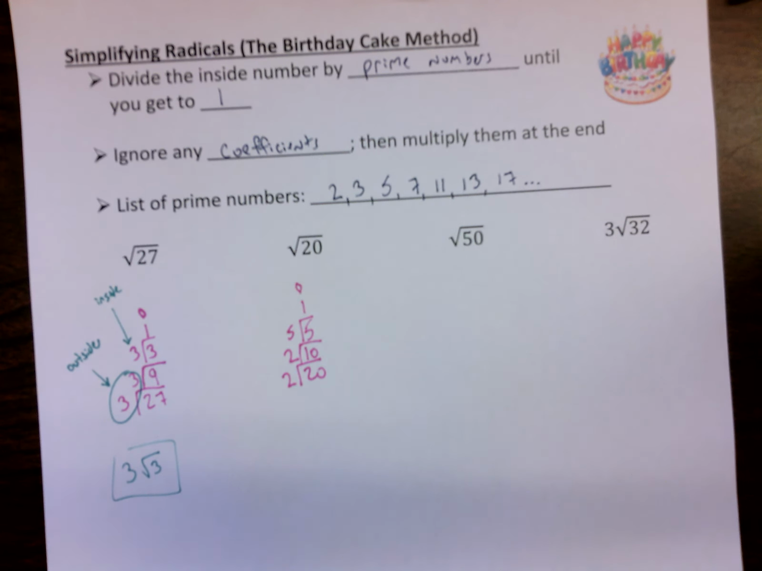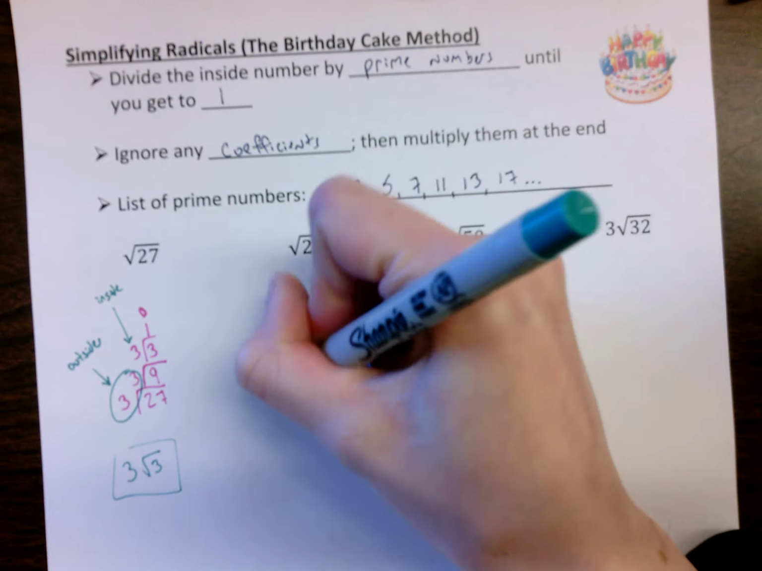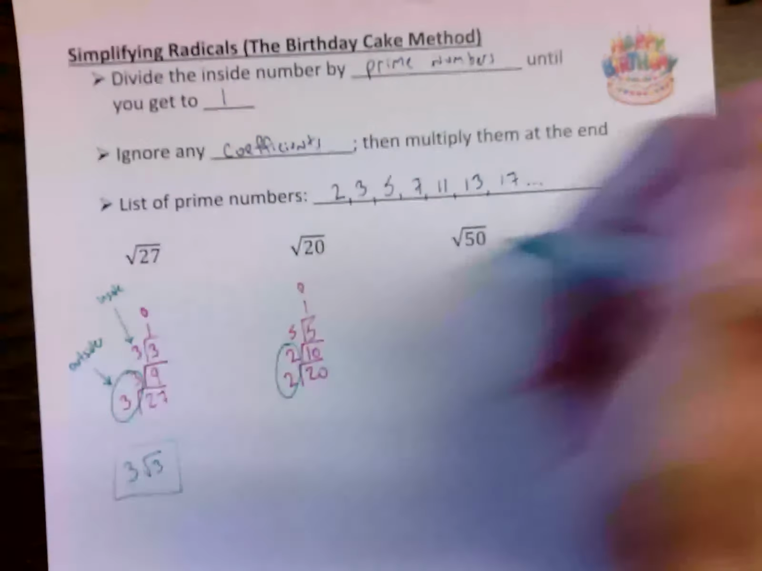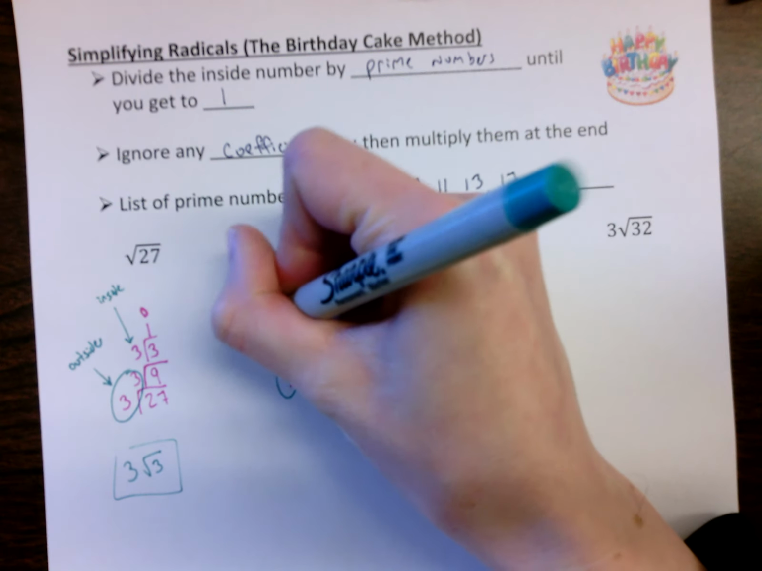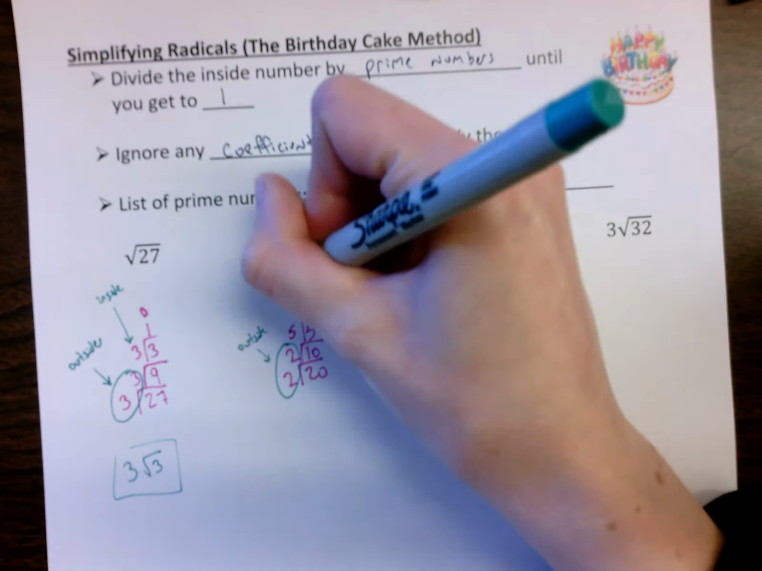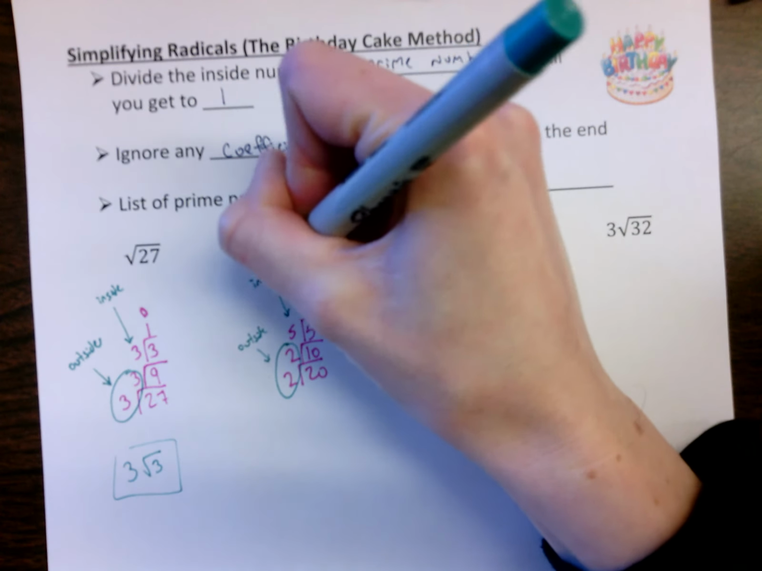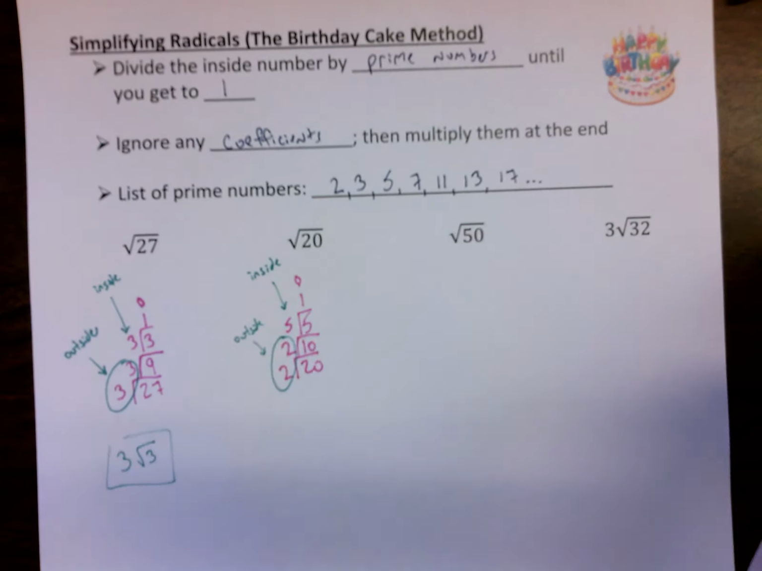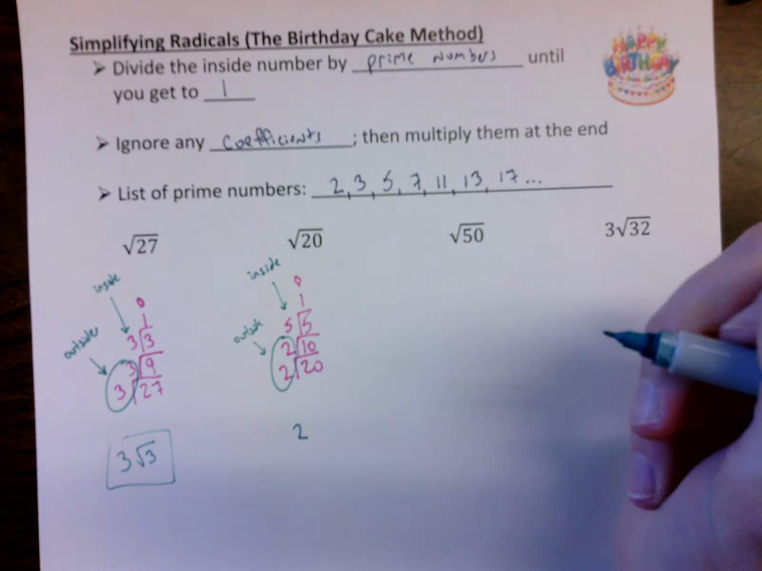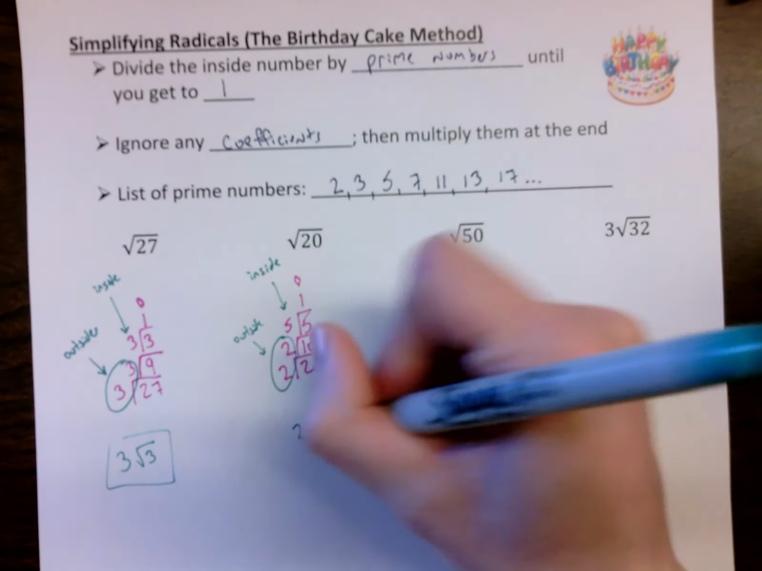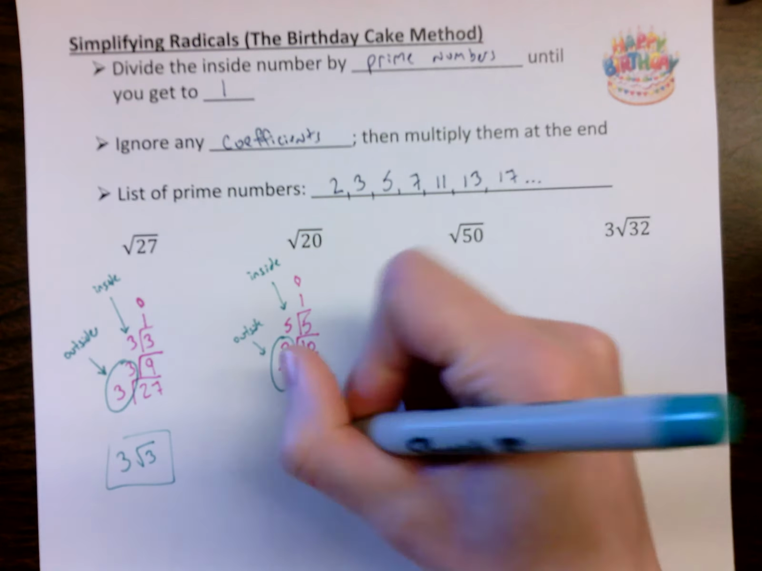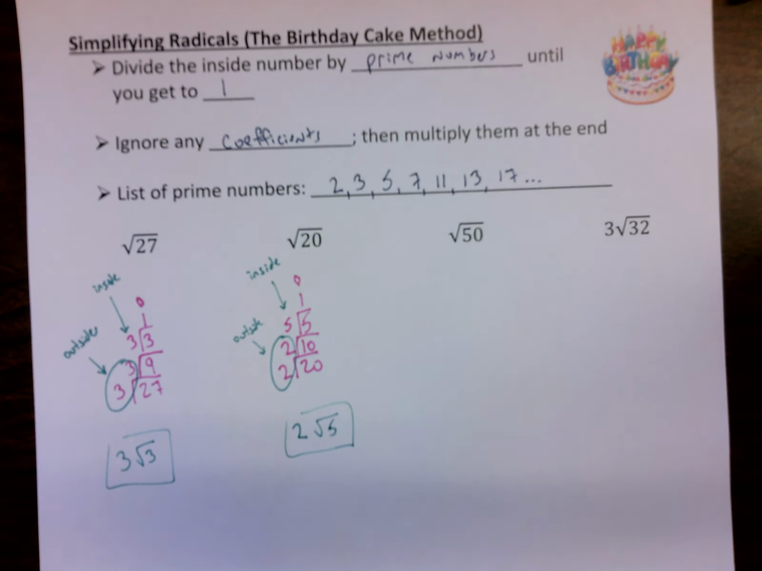All right, so now I'm going to look for pairs, right? So here's a pair of 2s. The pair goes on the outside, right? And anything left over, that 5 doesn't have a partner, so that's going to stay on the inside. So for my answer, I'm going to have just one 2 on the outside to represent the pair, and then the 5 left over on the inside. And that's it.